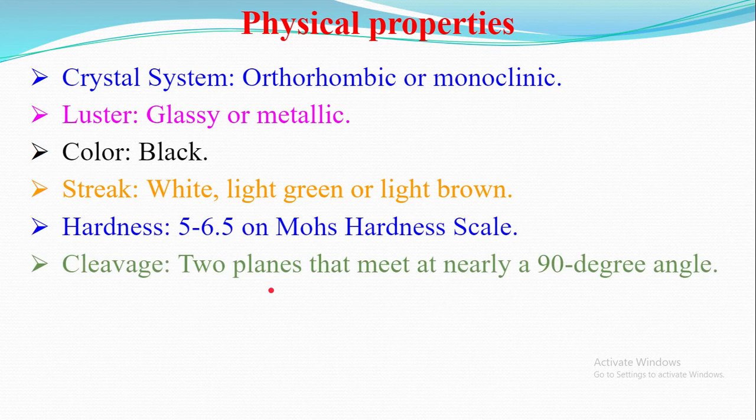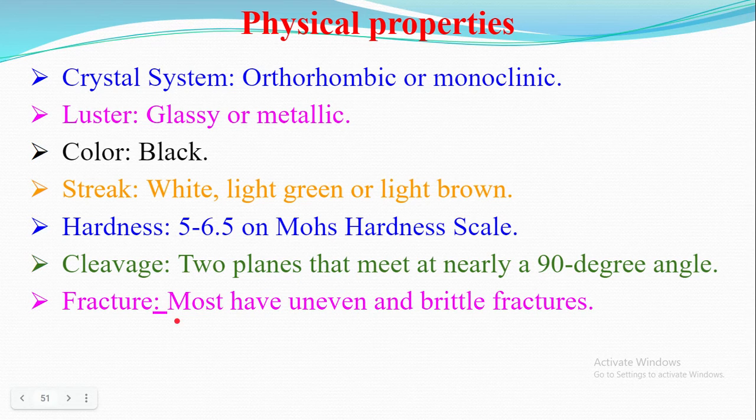Cleavage: sometimes you have cleavage at nearly 90 degrees. It is not that you will get cleavage in all the minerals of this group. This is a common physical property. It is not like all the pyroxene minerals have cleavage. Many of the minerals may not have cleavage, but there are some possibilities. Fracture uneven.